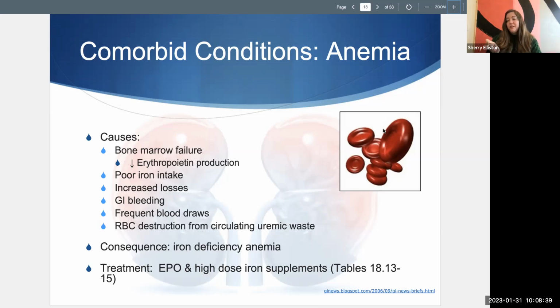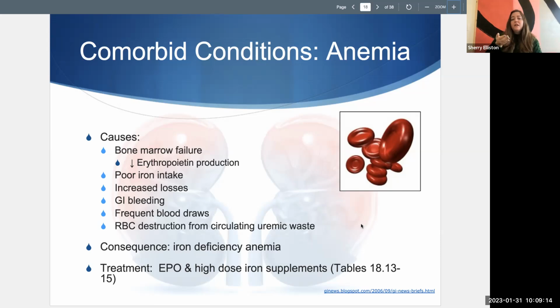If you get to the place of hemodialysis, those patients struggle with anemia too because of the way that hemodialysis works. And then you can have a destruction of the red blood cells from that circulating uremic waste, which is that byproduct of metabolism that is circulating rather than being voided and eliminated. So what this causes is iron deficiency anemia. And I like to think of it as anemia related to chronic disease.